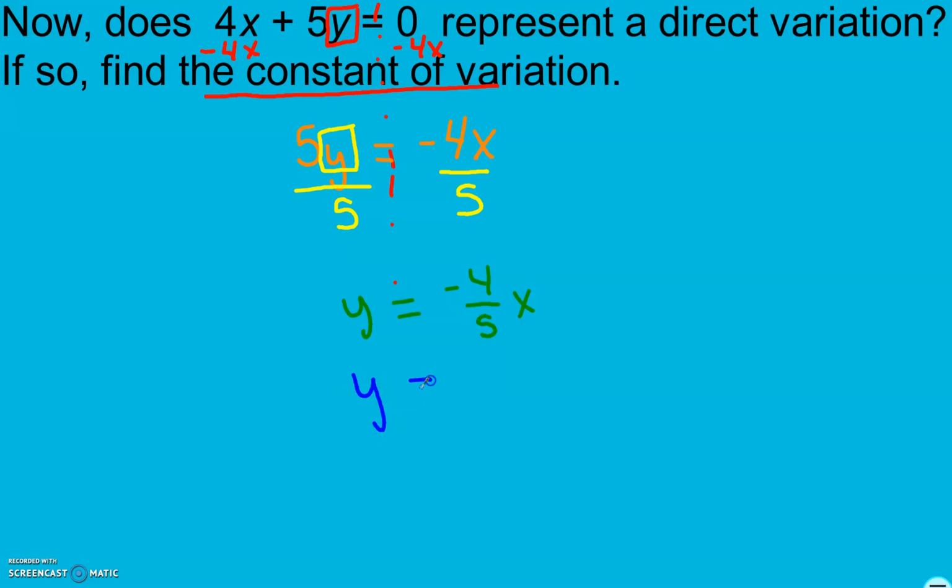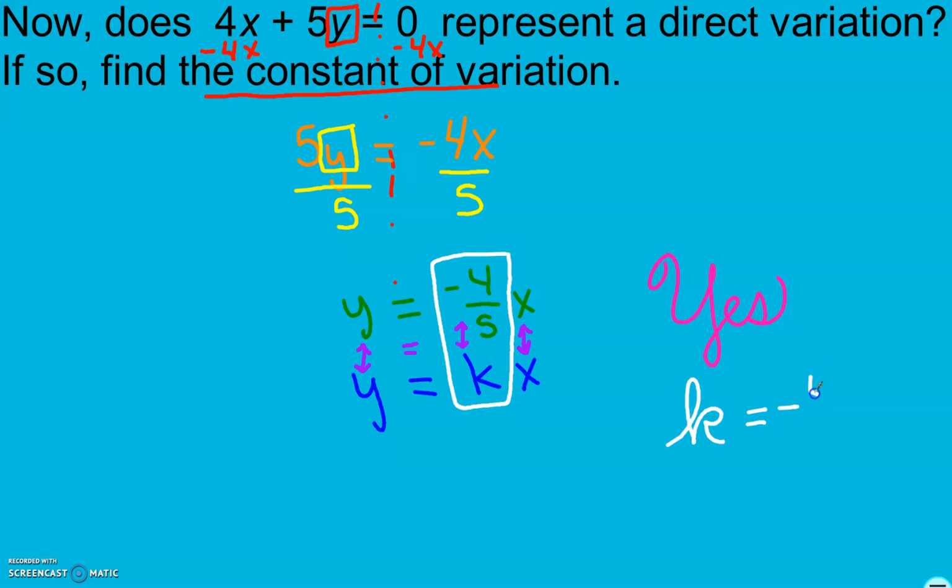So we compare it to our direct variation equation. All of our pieces match up. We have a y equals some coefficient, our slope there, our k value, and our x's. There's nothing extra, which means, yes, this is direct variation. And then it asks, what is our k value? K equals negative 4/5.